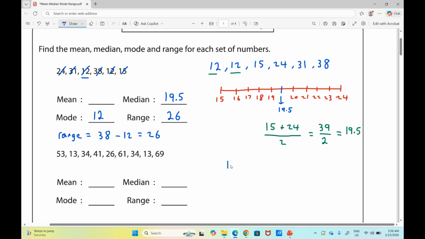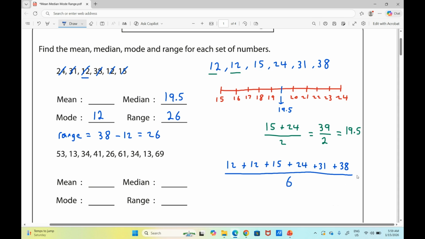So in this case, I'm going to have 12 plus 15 plus 24 plus 31 plus 38. I have these 6 numbers that I ordered from smallest to largest. I could also write it in this order as well. It doesn't really matter. And then I'm going to divide it by my total number of data points. So I got 1, 2, 3, 4, 5, 6. I got 6 data points.